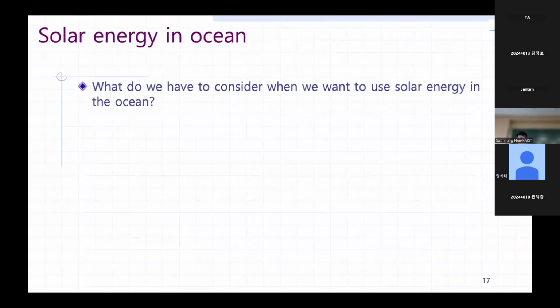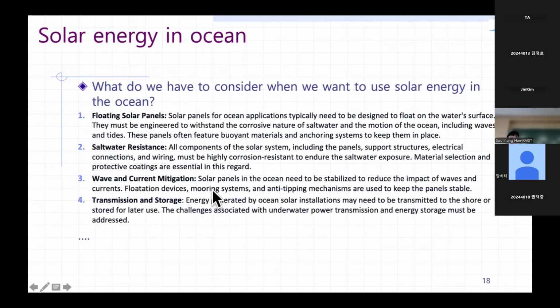Question: what do you have to consider when we want to use solar energy in the ocean? What's our problem? What do you have to care about? Yeah, salt water destroys everything. Yeah, true. That's one of the concerns. What else? Yeah, the salt water is the most concerning. We use it in the ocean, and also we have to make floating solar panels, and also we have to care about transmission. We have to repair the long cable and also the draws.